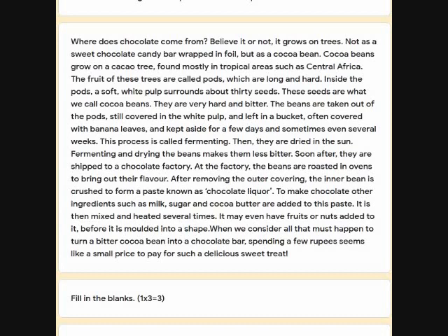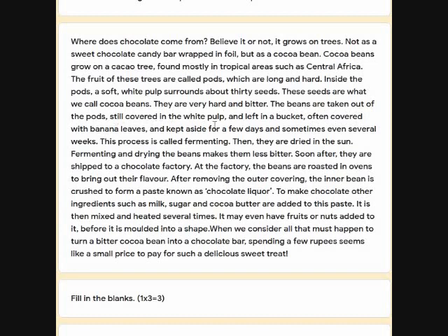The fruit of these trees are called pods, which are long and hard. Inside the pods, a soft white pulp surrounds about 30 seeds. These seeds are what we call cocoa beans. They are very hard and bitter. The beans are taken out of the pods, still covered in the white pulp, and left in a bucket, often covered with banana leaves, and kept aside for a few days and sometimes even several weeks.